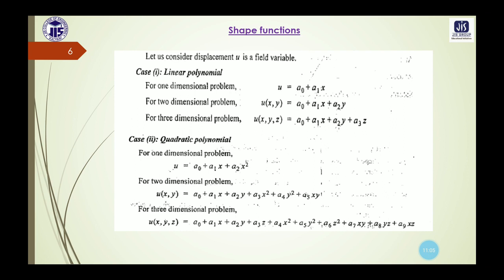Next, in case of the quadratic polynomial, for a one-dimensional problem, the mathematical representation of the field variable is u equals a0 plus a1x plus a2x squared. And for two-dimensional and three-dimensional problems, these representations we have already discussed in the earlier module while discussing the general steps of the finite element method. And such polynomial functions we used while solving the Rayleigh-Ritz method in case of a bar element, because in case of a beam element we used the approximation function as a trigonometric function.